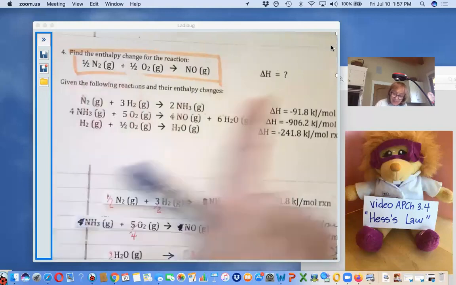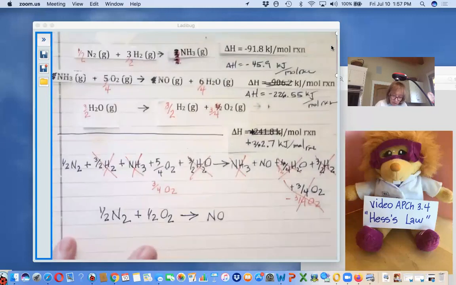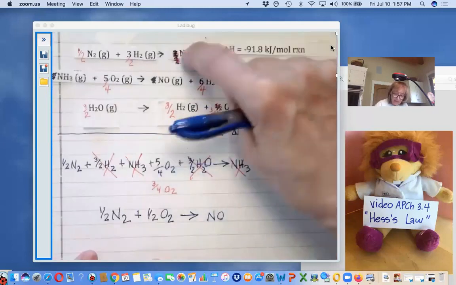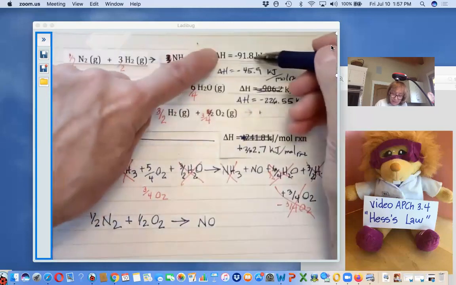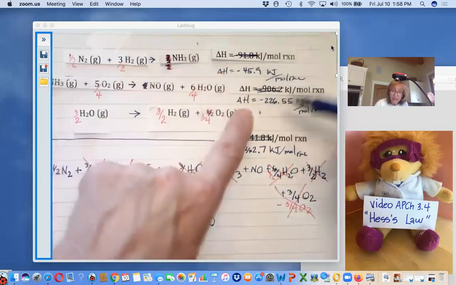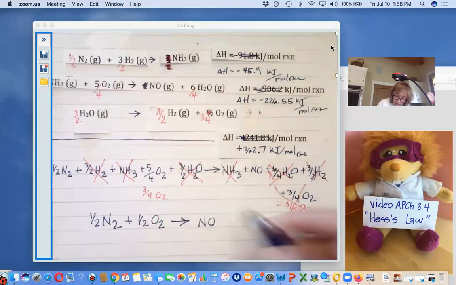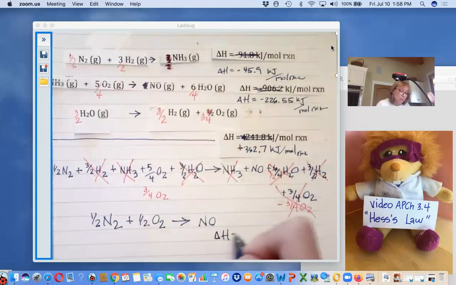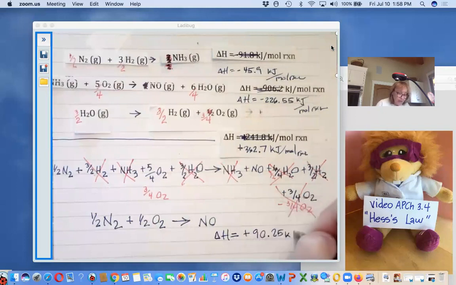So what's the delta H for the target equation? Well, since I got the target equation by adding these three pieces together, I'm going to add this delta H, this delta H, and this delta H together. And the sum is positive 90.25 kilojoules per mole reaction.